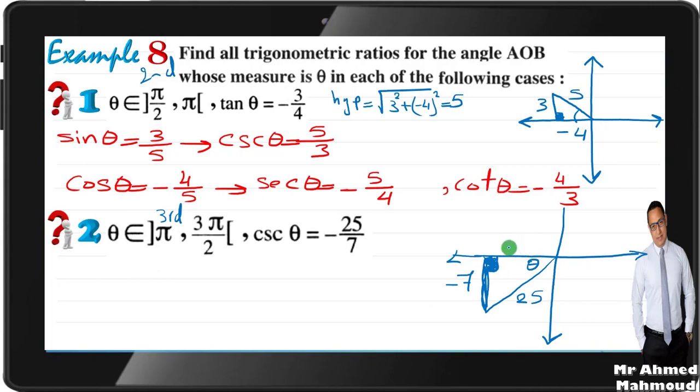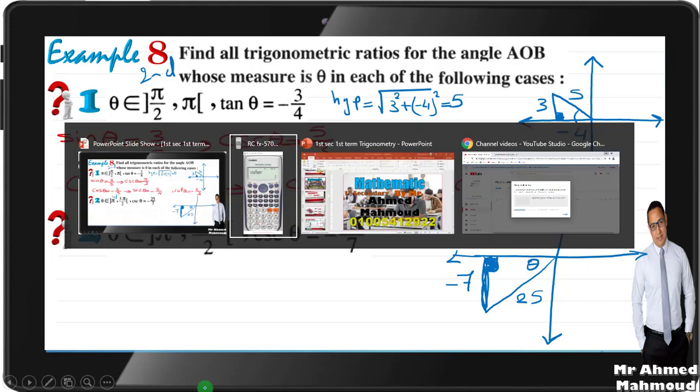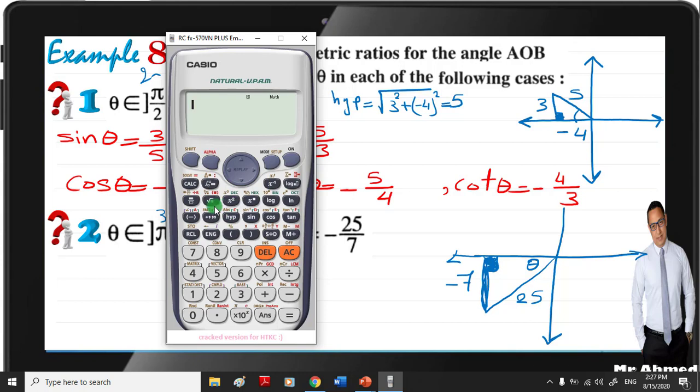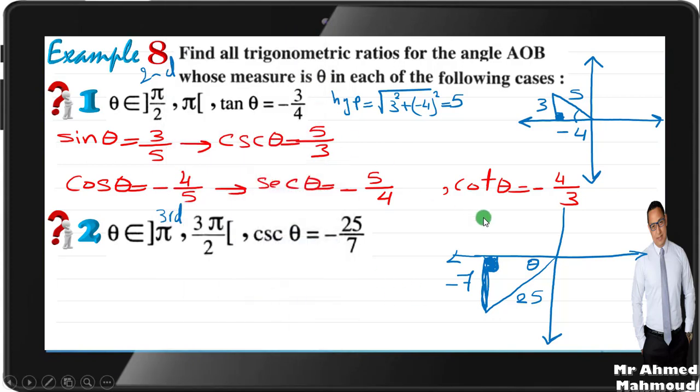Now I need to find the x-coordinate by using the Pythagoras theorem like this. I'm going to use the calculator directly. Square root of hypotenuse power of 2 minus side power of 2: 25 power of 2 minus negative 7 power of 2 equals 24. So this is 24, but because this is the negative direction of the x-axis, this one will be negative 24.